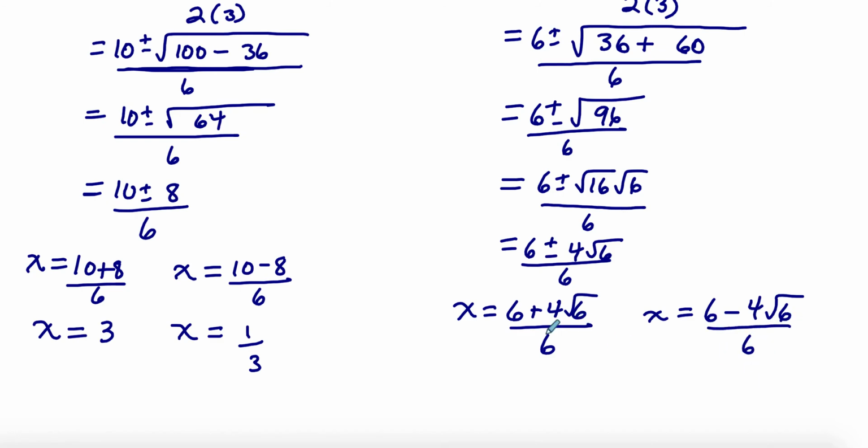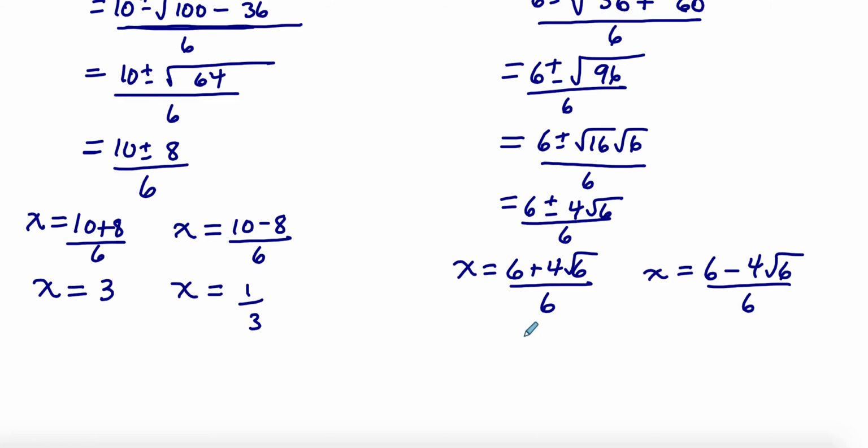What else can we do there? We could simplify our fraction. So I know that 6 divided by 6 is 1, and 4 divided by 6 is 2/3. Again, I'm not going to be super picky on this, but it is a common thing to have an exact answer here. This would be 1 minus 2 over 3 root 6, in simplest form, if we were trying to provide an exact answer.